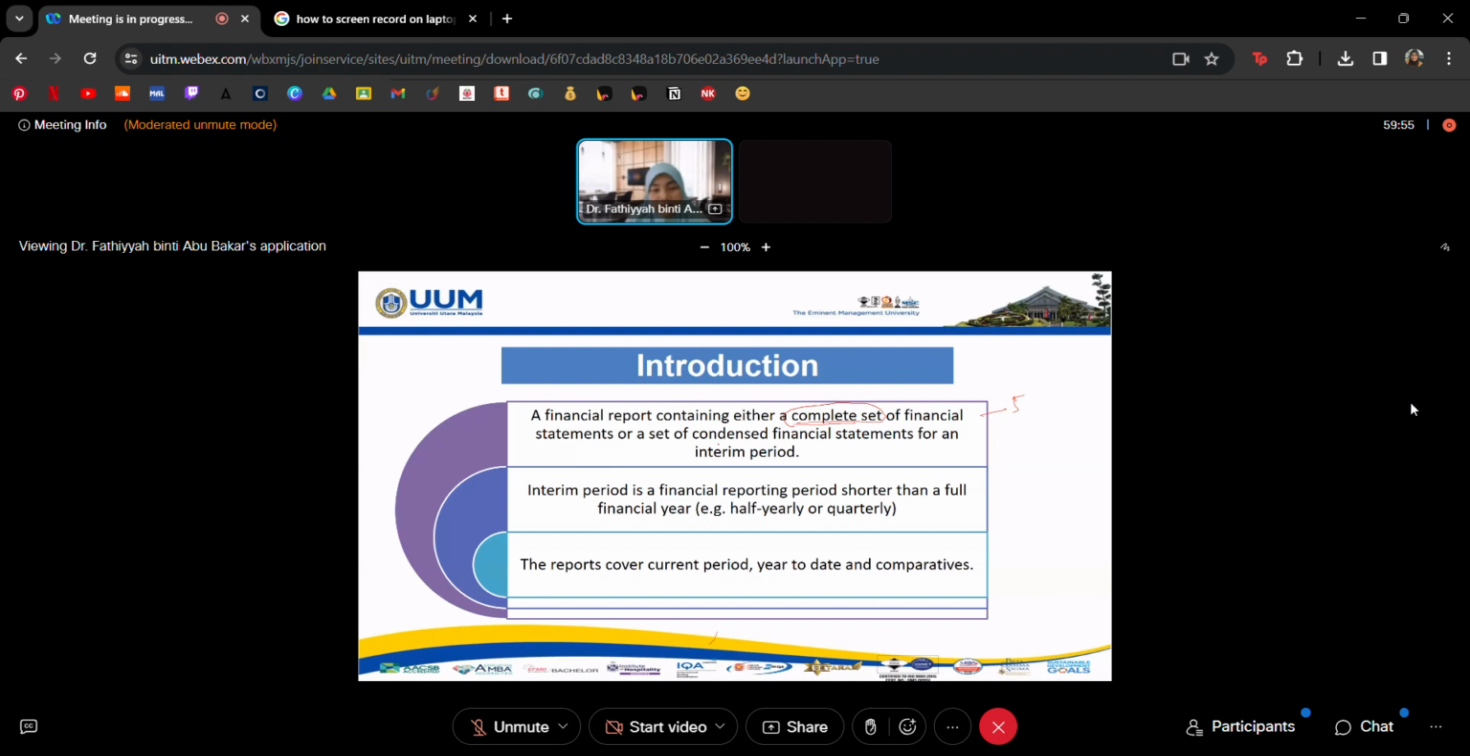Or a set of contents, some part of the financial statements. So you can take a look after this. What does it mean by condensed financial statements? This one is maybe new, or something that we want to highlight in interim reporting. So another keyword is interim period. Like I mentioned earlier, interim period can be every 3 months.